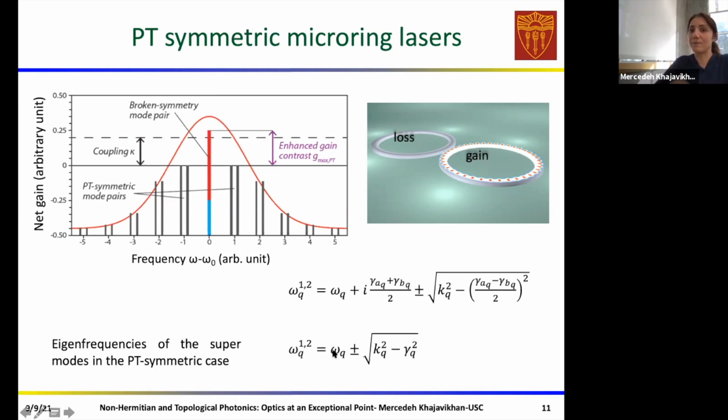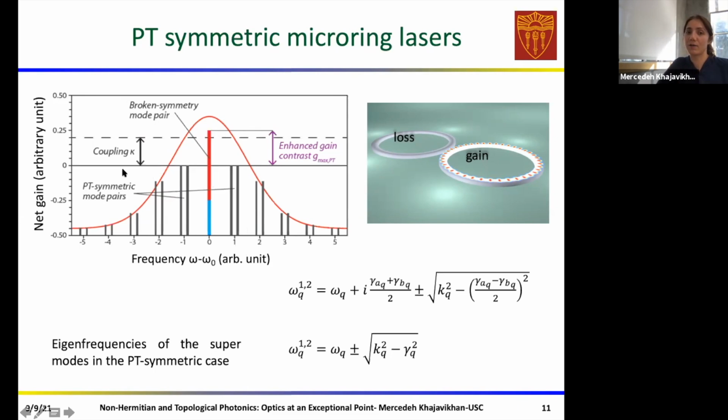Now, rather than splitting in the real frequency domain, the way that we have it here, they split in the imaginary domain. And we know that the imaginary part of the complex eigenfrequency basically gives you the amount of gain or loss, or the quality factor, of these resonances. So basically you get two resonances, one of them with a very high quality factor, or very high resonant properties, and the other one with a lot of loss, and that is how you get this enhanced gain contrast that you see in the system.